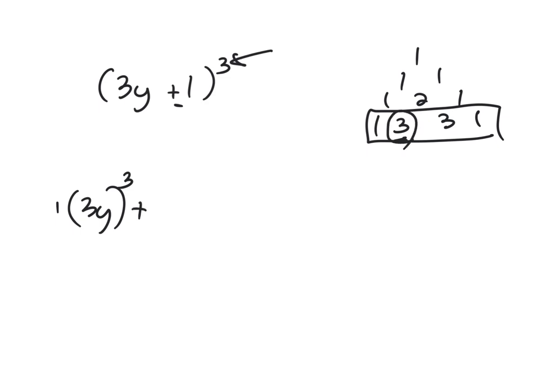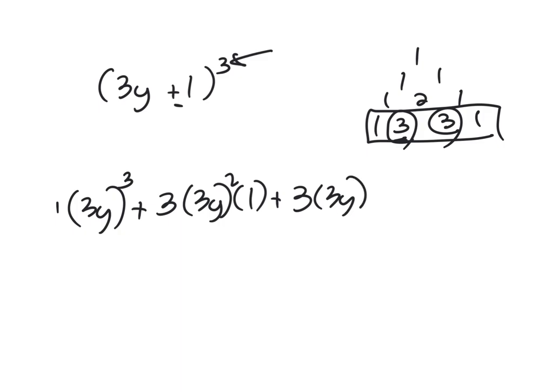My coefficient's going to be 3 for my second term. The 3y is coming down, not a plus sign. The 1 is going to start coming up, so 1 to the first power. Keep going here. The 3 is next. The 3y is coming down to the first power. The 1 is coming up. And the last term is going to have a 1 as a coefficient. So you don't have to write the 1, and there's no more 3y's, so just get 1 to the third power. Now your job is to multiply this stuff out.